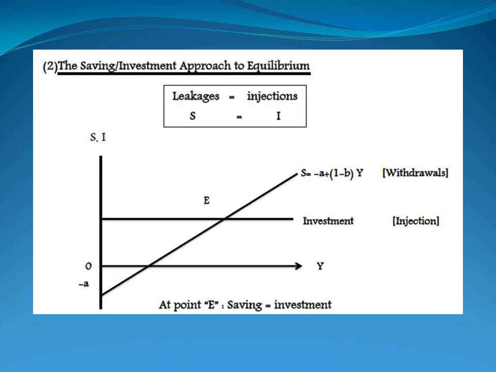Now we turn to the second approach to equilibrium, which is the saving investment approach. According to this approach, equilibrium in the closed economy without government occurs when withdrawals equal injections. In a closed economy without government, we have only one kind of withdrawals, which is savings, and only one kind of injection, which is investment. Graphically, this is represented by the intersection between savings and investment functions. As we know, investment is exogenous, represented by a horizontal line.